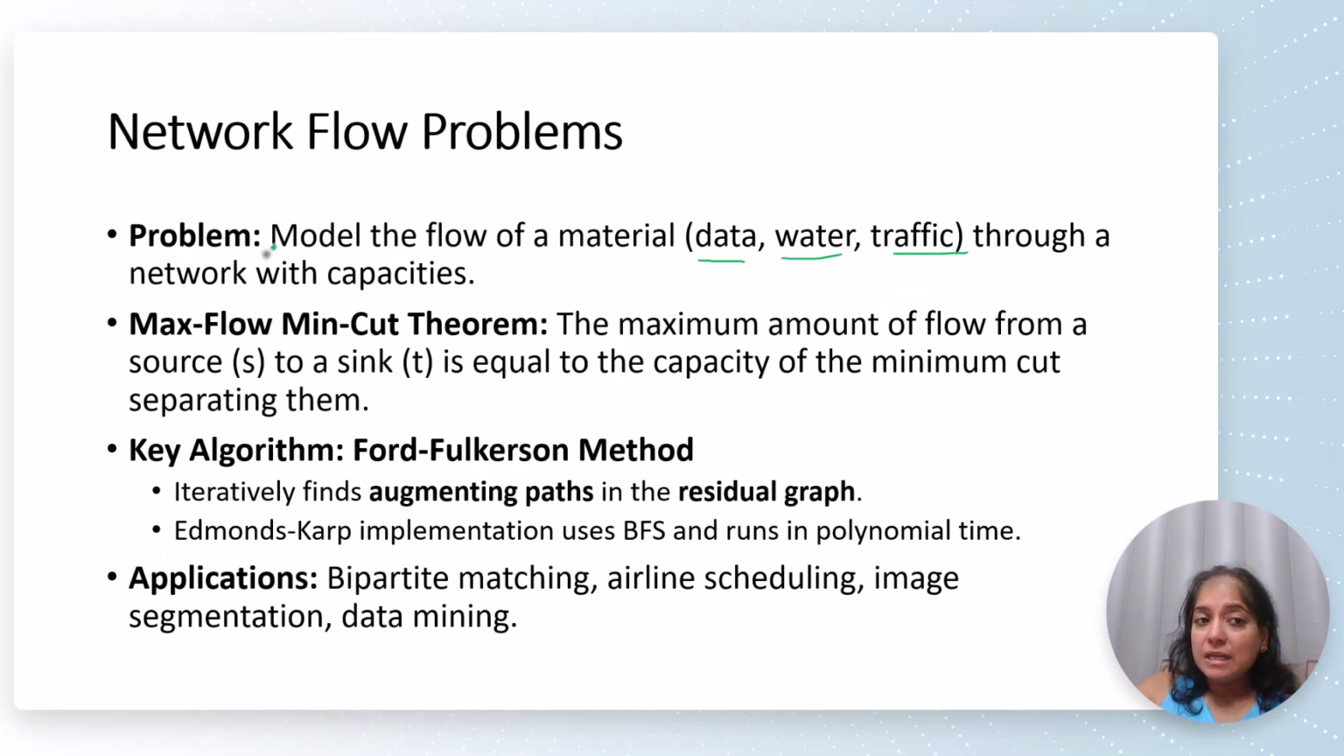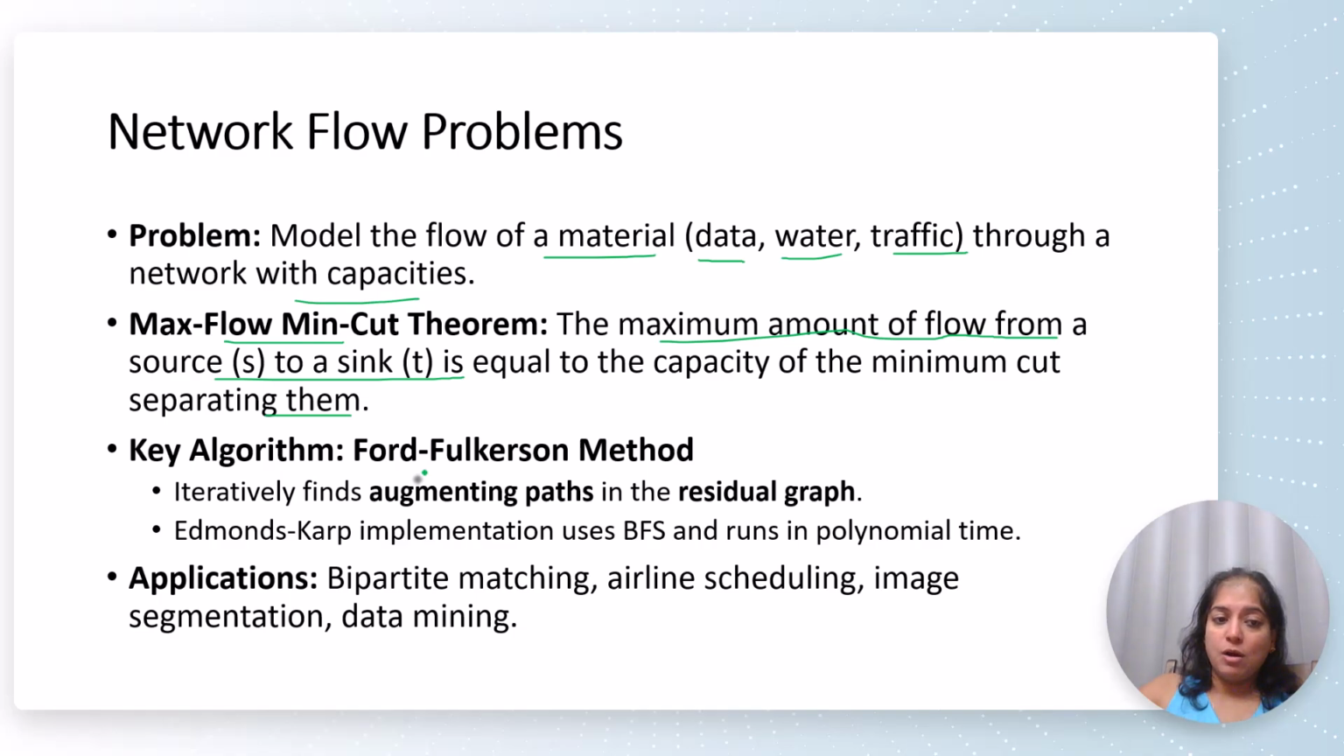So it models the flow of a material through a network with capacities, and we use it to find the maximum amount of flow from a source to a sink, which is equal to the capacity of a minimum cut separating them. This is a theorem used to find the maximum flow, and the algorithm which uses it is the Ford-Fulkerson algorithm. We find a number of paths in this one and we create a residual graph. We will discuss it later in the algorithm, when we cover this in detail.